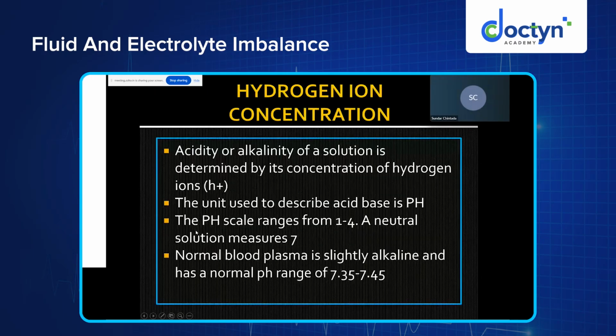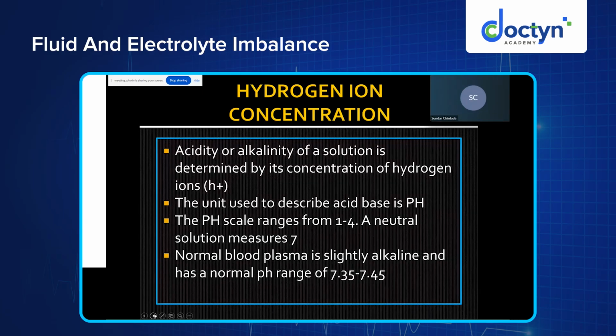So what is the hydrogen ion concentration when we talk in terms of acid-base balance? The acidity or alkalinity of a solution is determined by the concentration of H plus ions. Important. The unit used to describe the acid-base is the pH. The pH ranges from 1 to 14, and a neutral solution has a pH of 7. Normal blood plasma is a bit alkaline and has a pH in the range of 7.35 to 7.45.